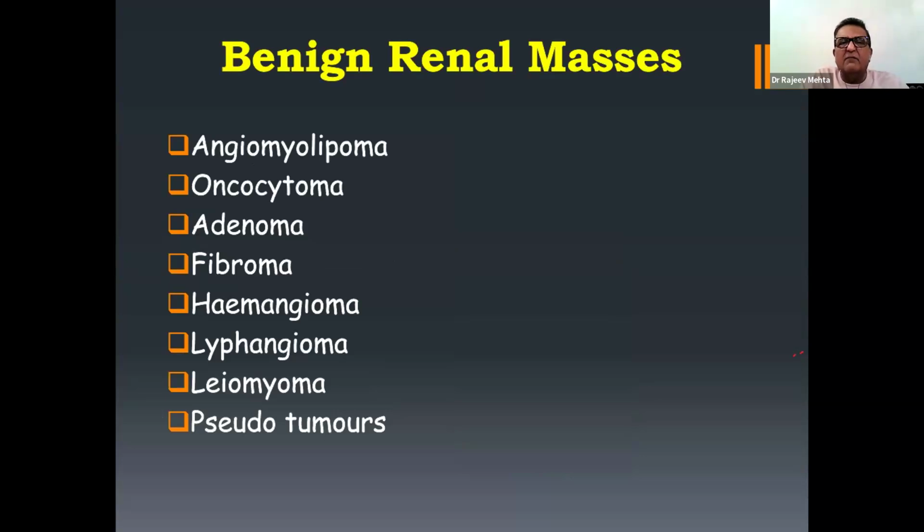Coming to the benign renal masses, we have the angiomyolipoma, oncocytoma, adenoma, fibroma, hemangioma, lymphangioma, leiomyoma, and the list is limitless. But the most common that we encounter in routine practice are angiomyolipoma, oncocytoma, and at times adenoma.